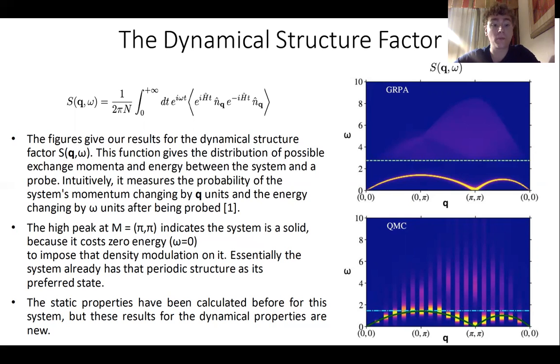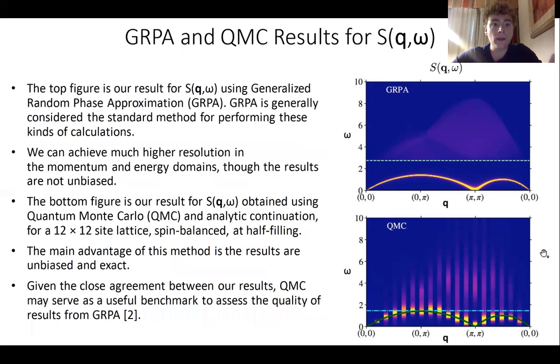Static properties have been calculated before for the system, but these results for the dynamical properties are new. And here are our results using GRPA, or generalized random phase approximation, and here is also quantum Monte Carlo. GRPA is generally considered the standard method for performing these kinds of calculations. And the reason is we can achieve much higher resolution in the momentum and energy domains, though the results are not unbiased. So GRPA is based on approximations, whereas QMC is exact, but QMC is much, much more computationally difficult to do.